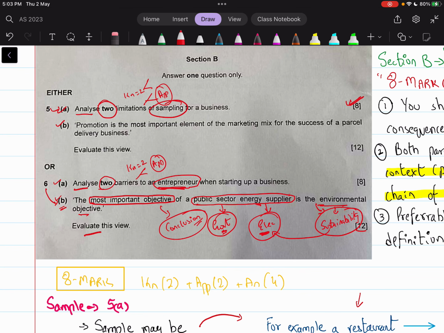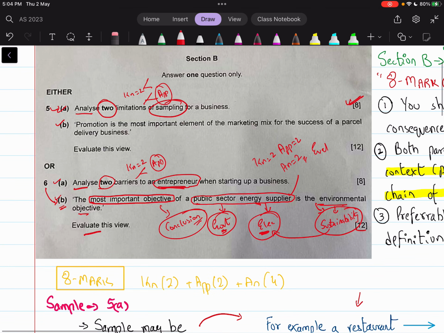So for this 12 mark question, you have knowledge of 2 marks, which is the same as 8 marks. Application of 2 marks, which is again the same as the 8 mark question. Analysis is 2 marks, which means that only one chain of analysis in a certain paragraph is enough. You don't need to make a chain of analysis in both the paragraphs. And then you have 6 marks for evaluation. How do I break these 6 marks? I give 2 marks for conclusion and 4 marks for evaluation that you do throughout the answer.